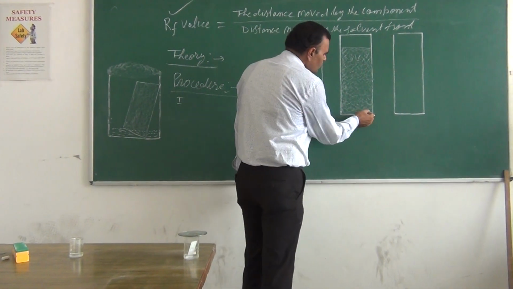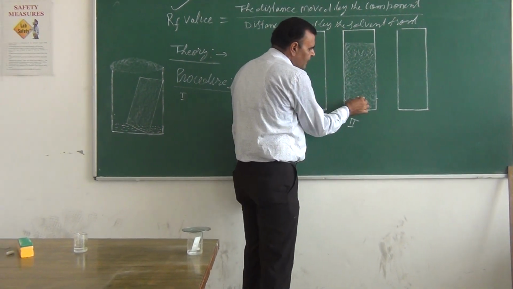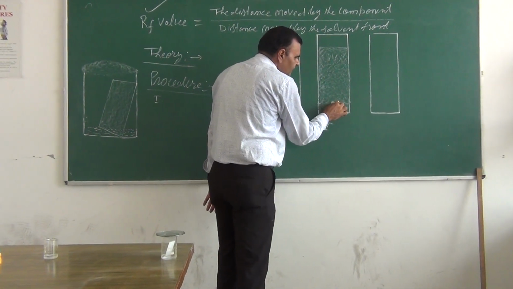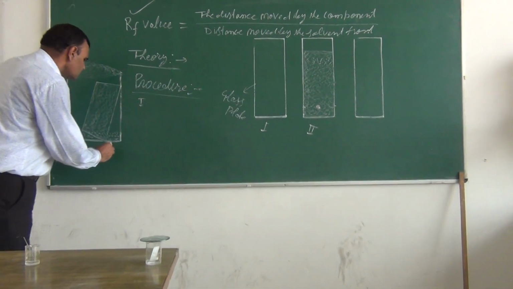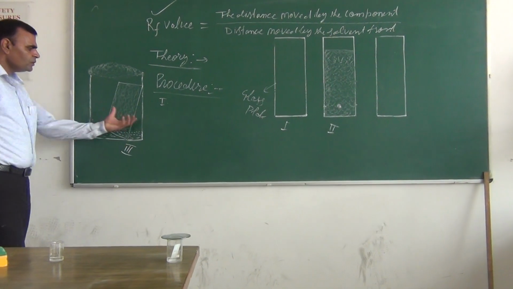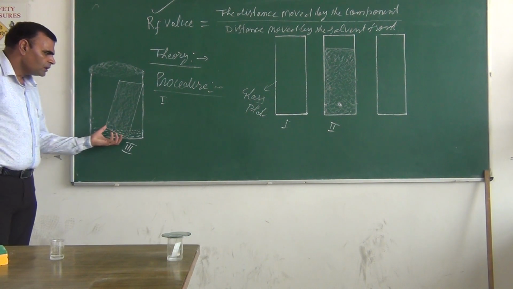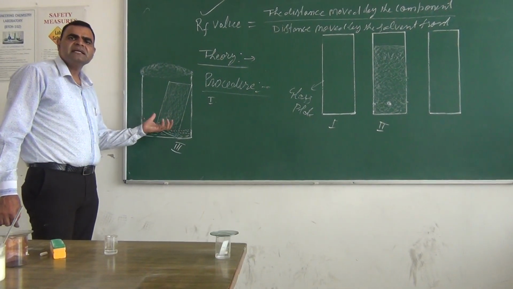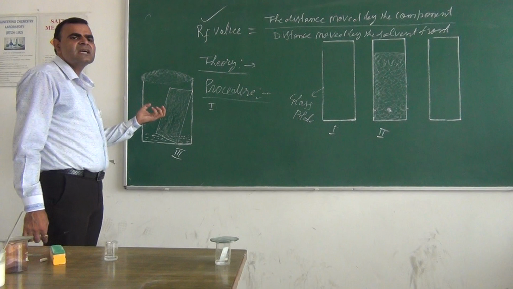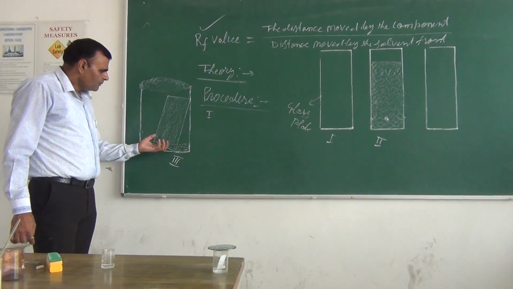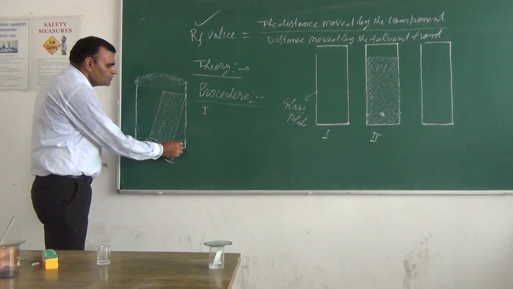Apply the component. You have to leave at least 1 centimeter distance from the bottom and apply a mark here. And in the next step, in the third step, put this into the solution containing propanol and ammonia, which is called the irrigant, or the moving phase. Here silica is called the stationary phase, and ammonia and propanol or any other solvent is called the solvent front.